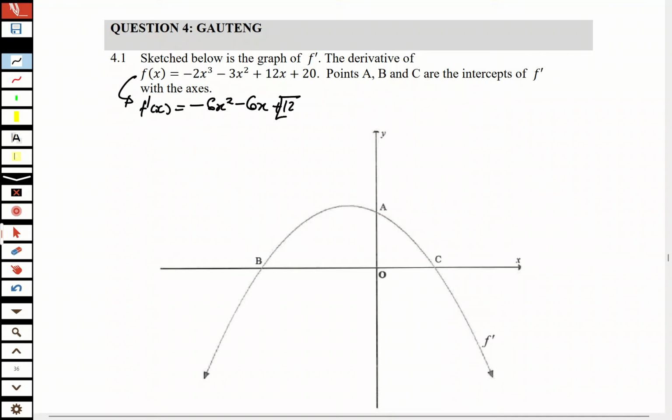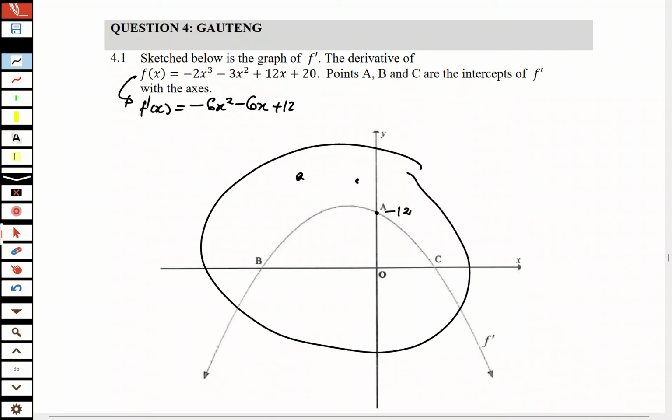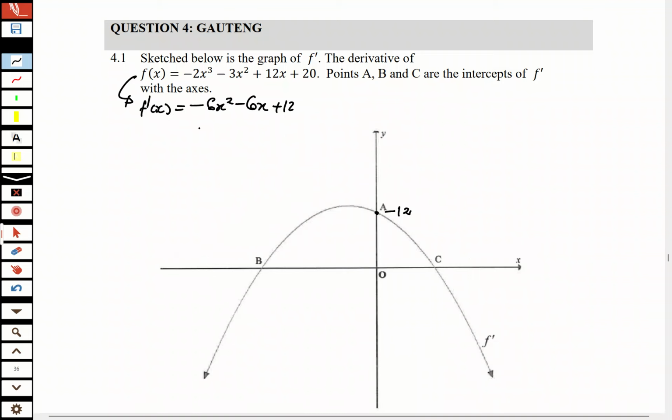It means now this positive 12 is the y-intercept of your first derivative. So at A, the y-intercept happened here. So this is 12. Understand? So now this is a parabola or a quadratic function. And the value of a is less than 0, meaning you have a frown face. If we put the eyes and this is the mouth, you can see that our graph is a frown face like that. So that's the first derivative.